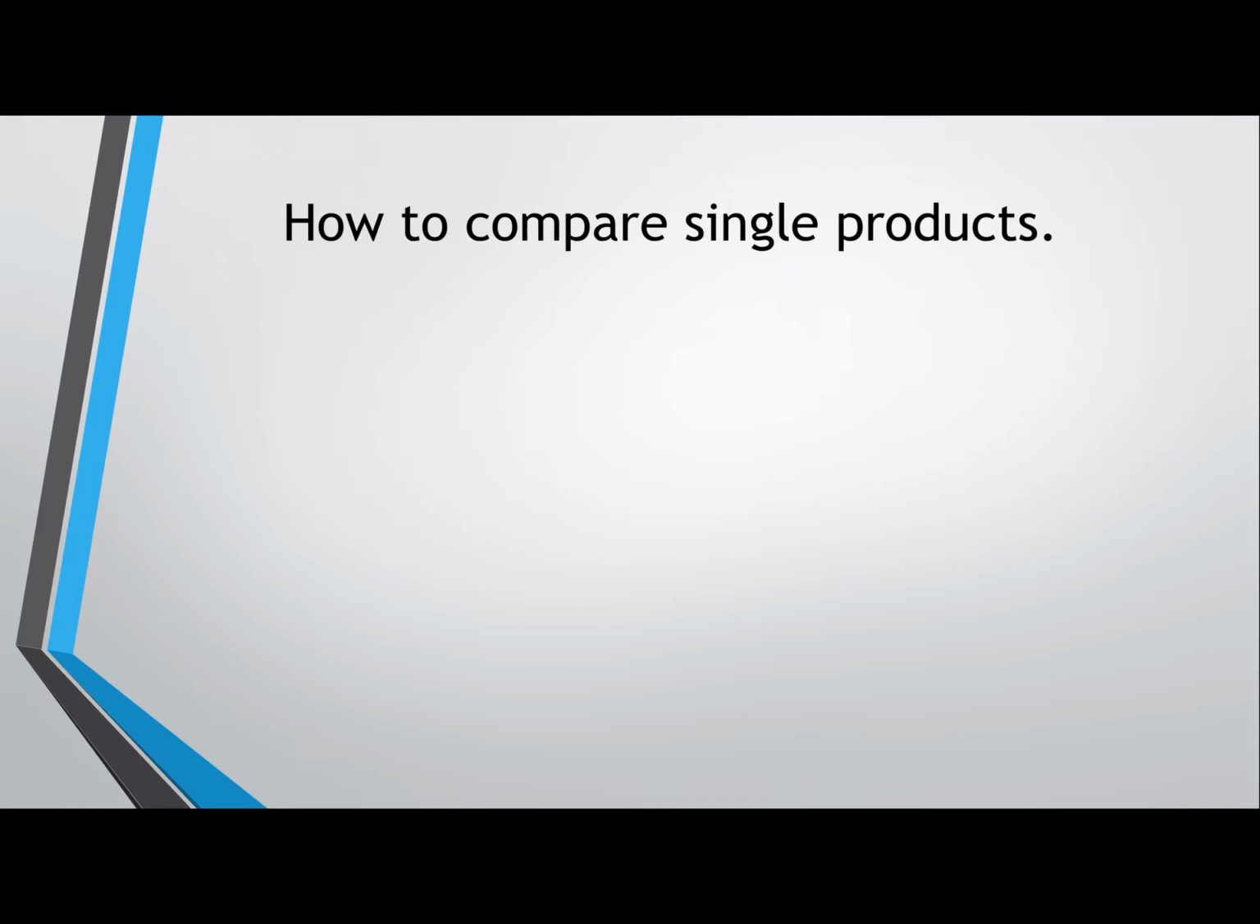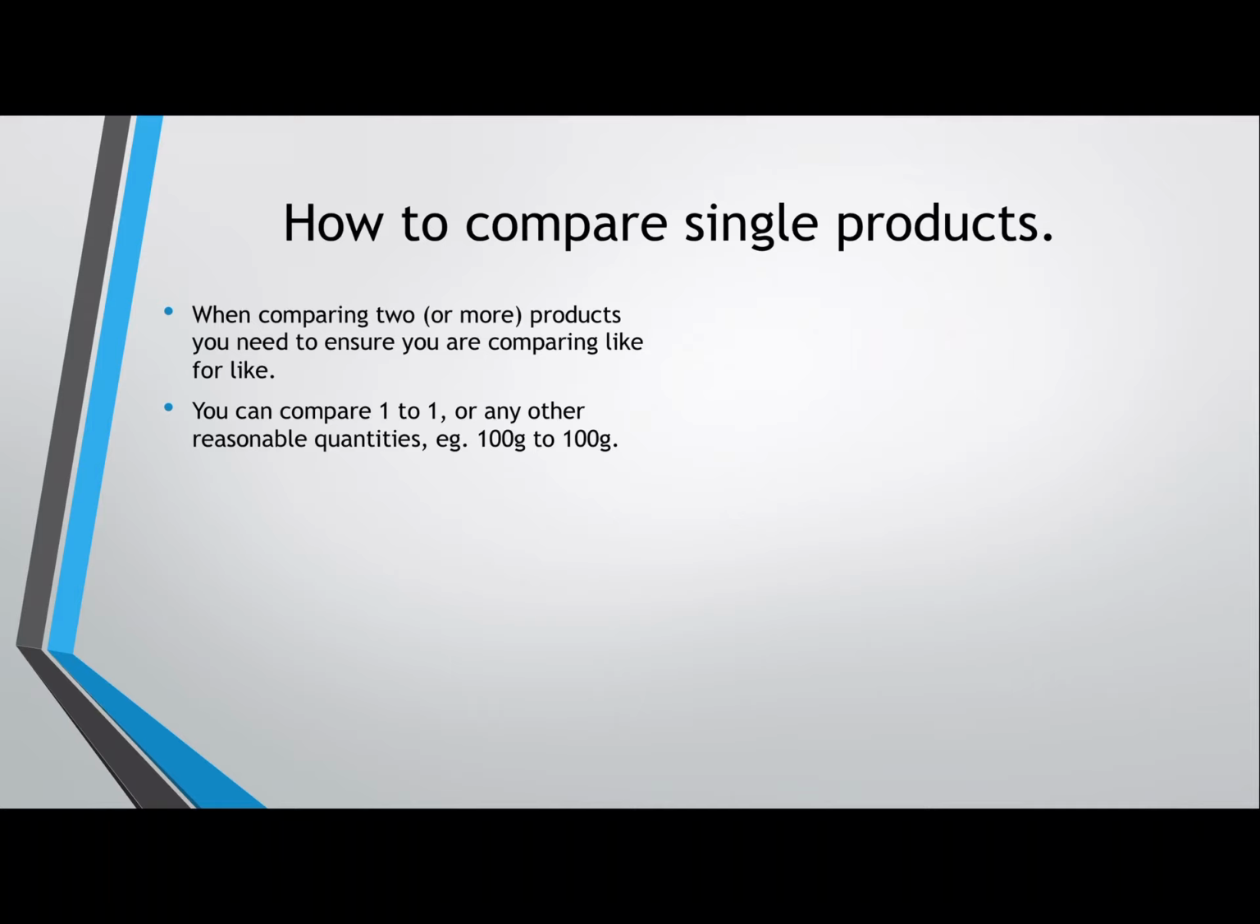So how do we compare single products? So this is when we've got one product to another. So when we're comparing 2 or likely more at a National 5 level products, we need to ensure that we're comparing like for like. So we can either compare 1 to 1.